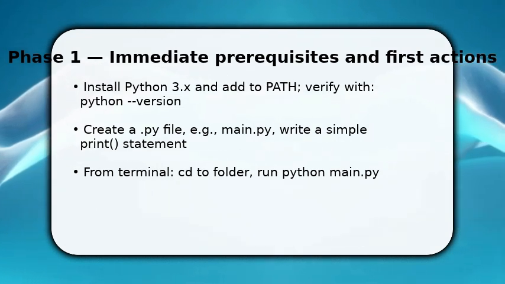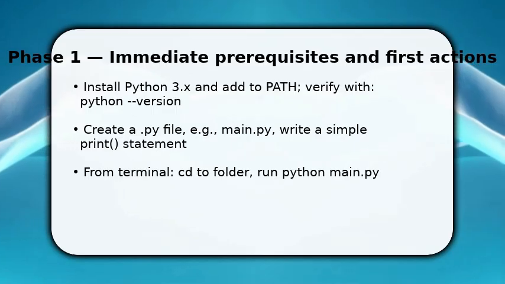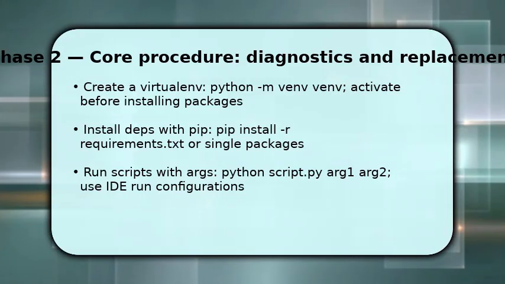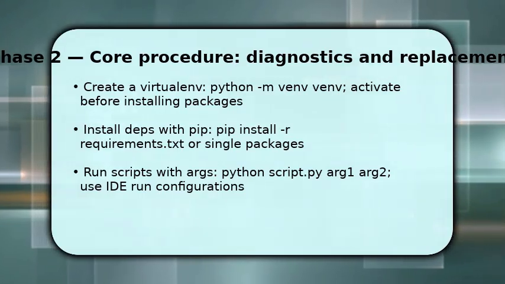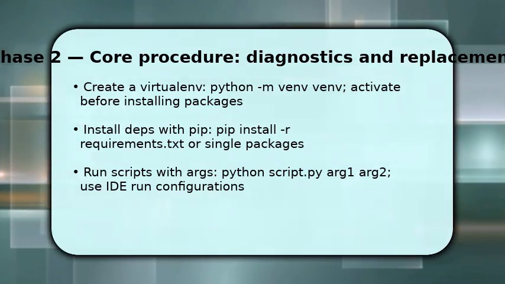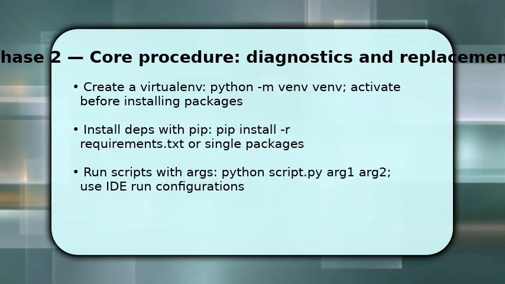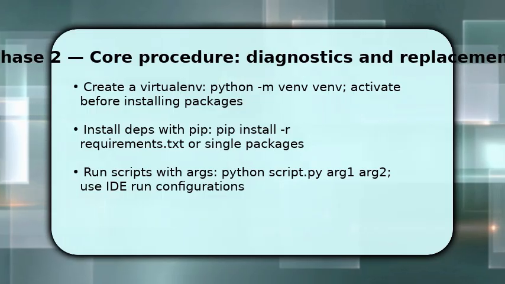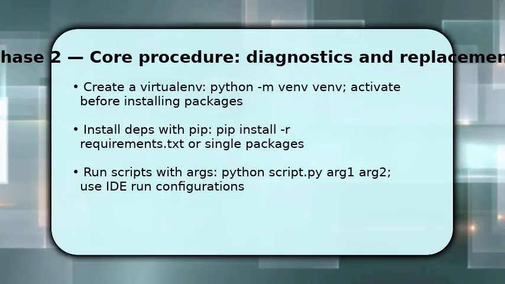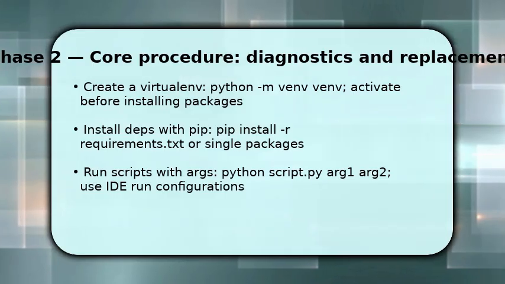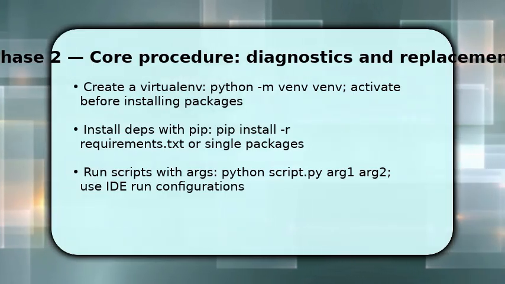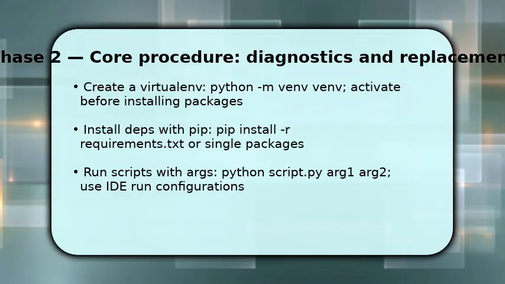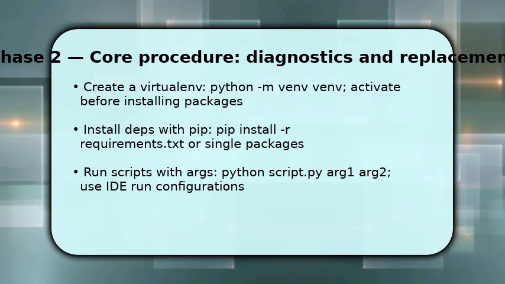Once the basic run succeeds, isolate dependencies by creating a virtualenv and activating it. This prevents global package conflicts. Then install required packages with pip from requirements.txt or add single libraries as needed. Use a shebang and executable permission on Unix if you prefer ./script.py or keep python script.py for clarity. If your program requires arguments, pass them on the command line and make use of your IDE's run configurations to manage environment variables and working directory.